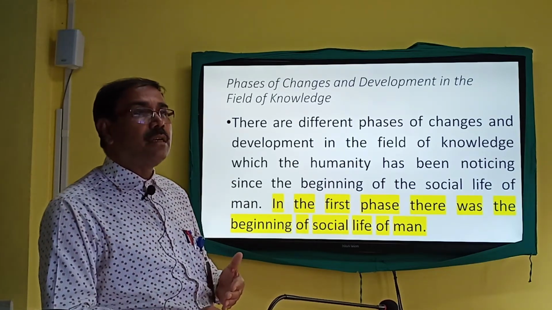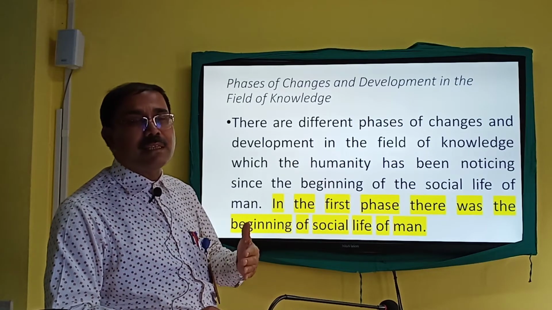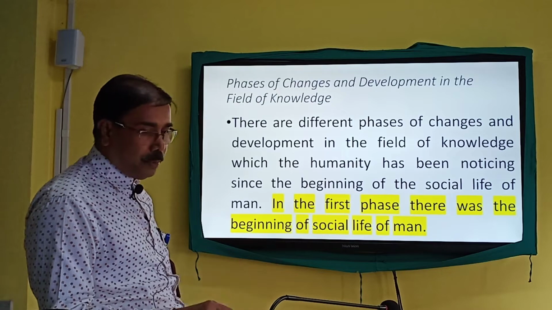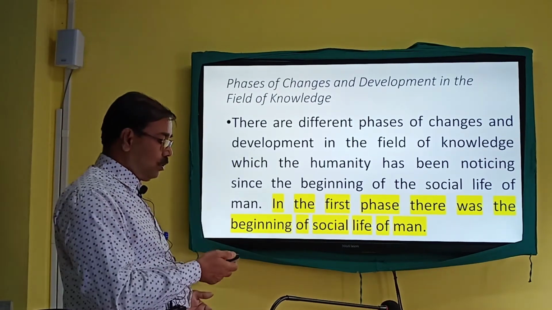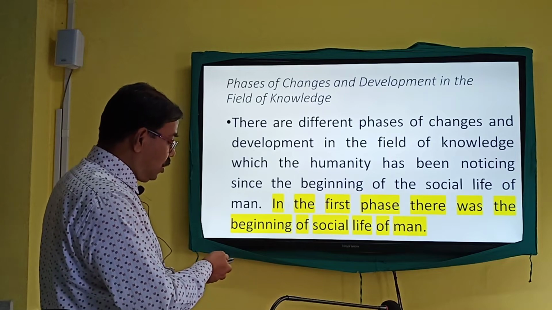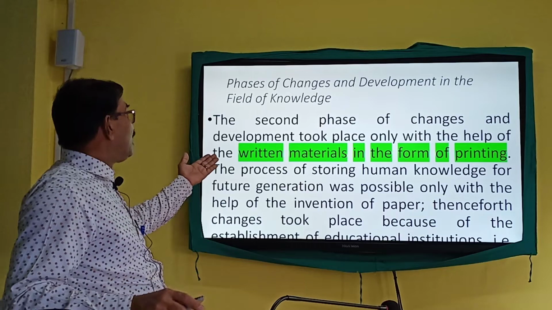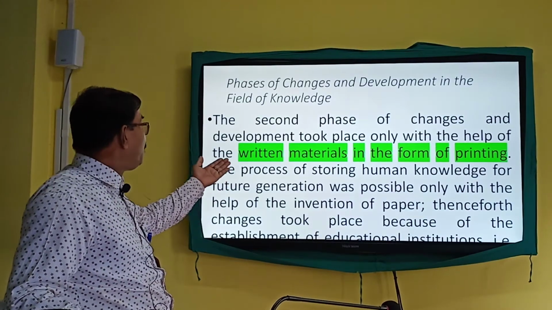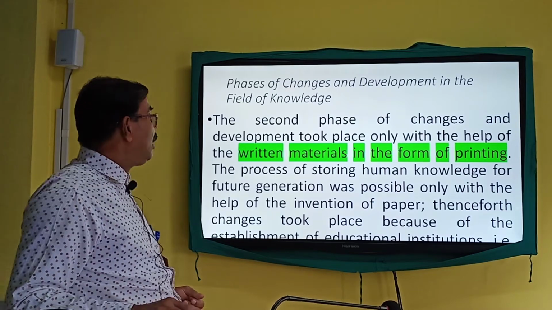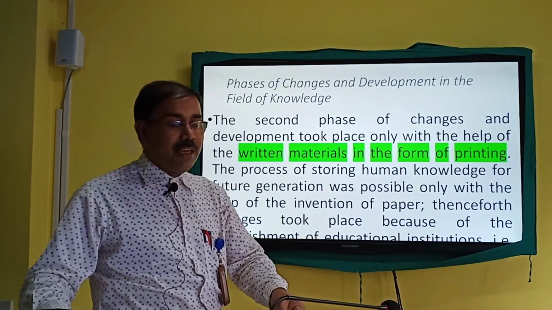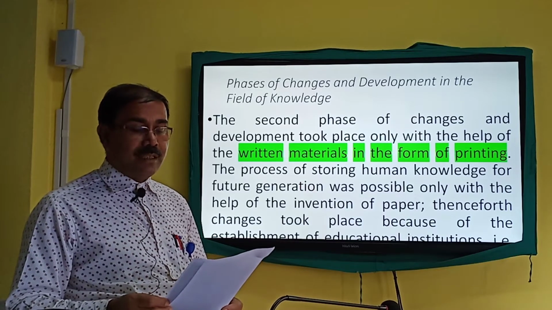There is a long history of human society and social life of man. Social life of man did not take place in a day. It has taken thousands of years. So for knowing about the present situation of knowledge, we have to know the history of man's society and social life. Then, after the beginning of social life, written material in the form of printing came to our life. For knowing this, we must go back to China again.